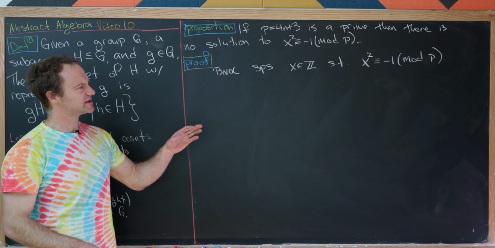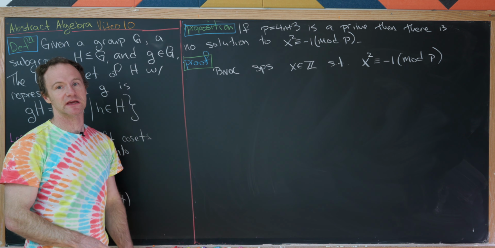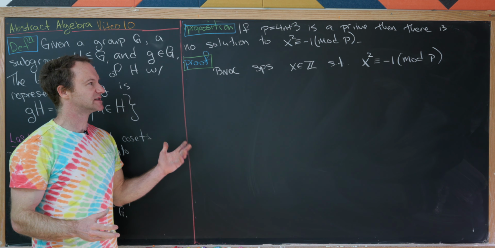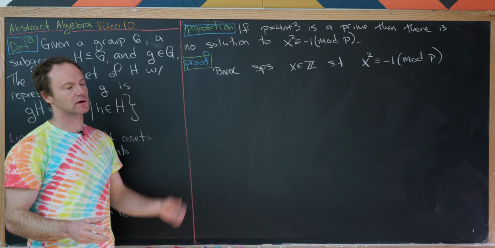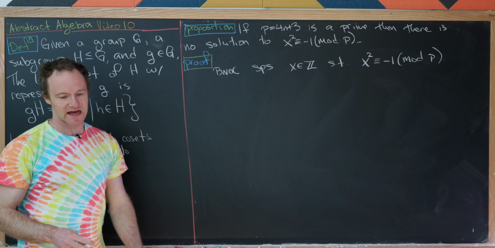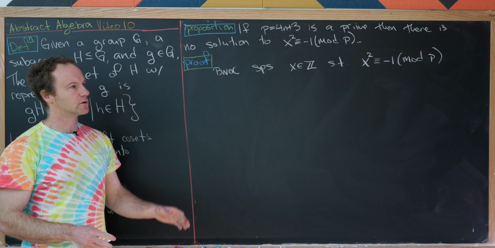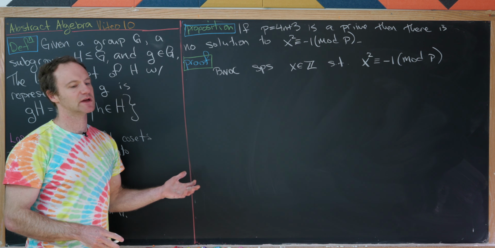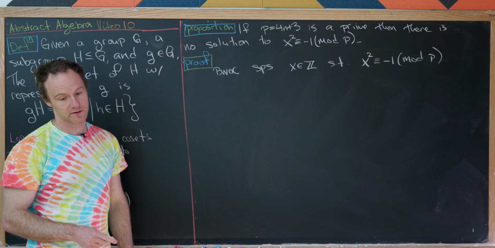But now let's notice that x is not divisible by p for sure. That's because if x were divisible by p, then it would be congruent to 0 mod p, which means its square would as well, which means it wouldn't satisfy this equation. But not being divisible by p means that we can use Fermat's little theorem.